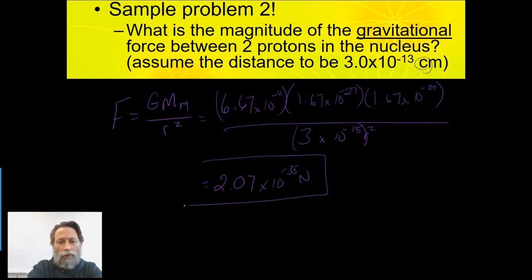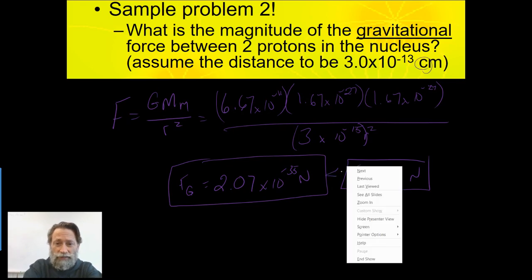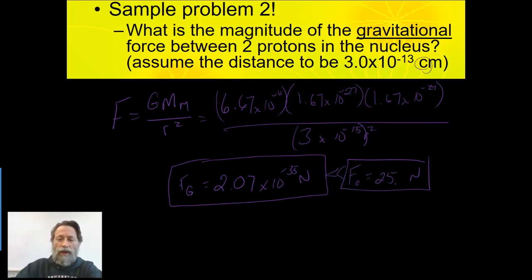So notice how way, way smaller that force of gravity is compared to the force of electricity. So the force of electricity, if you remember, was the 25 point something or other newtons. So 25 newtons versus 2.07 times 10 to the negative 35. So gravity is way, way smaller than the electric forces.